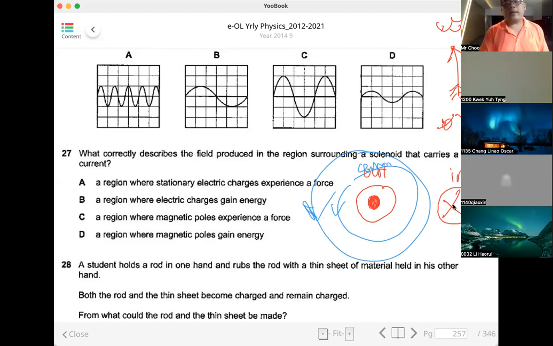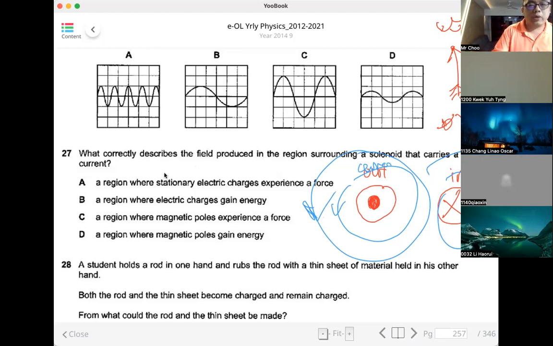Likewise, if your current is going into the page, your magnetic field will be in the other direction. Okay, you point your thumb into the page. Can you see your fingers? They're in the other direction. So it's the same, you're using the right hand. So electricity can produce magnetism. So when you have a solenoid, instead of a wire, it can also produce a magnetic field around it.